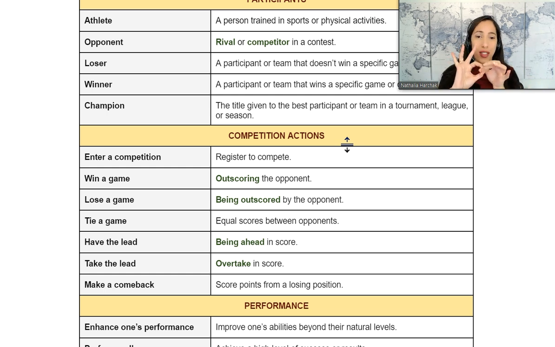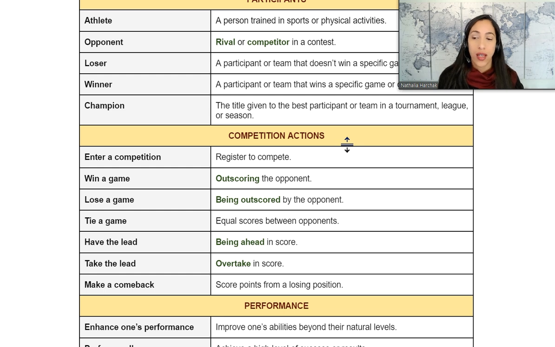To tie a game is when the score is the same for both teams, so equal scores between opponents. Have the lead is when you are ahead in score, so you have more points than the opposing team.